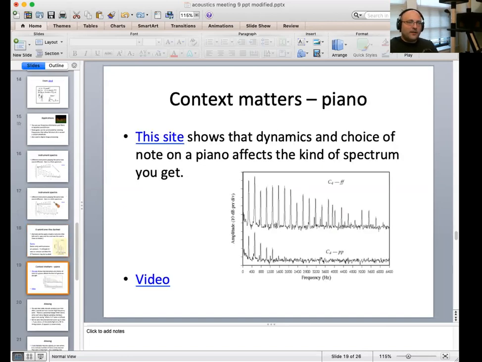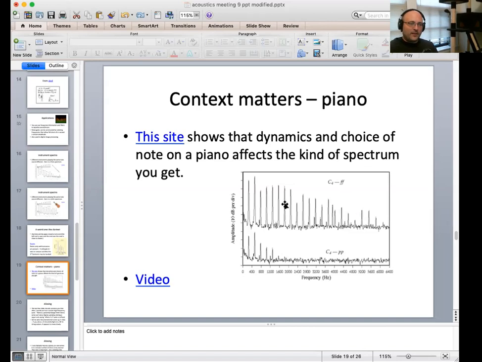I often play a YouTube video, and I was inspired to do this a few years ago. A student asked me, "What's a piano spectrum like?" And the answer is, it so depends. It's nuts how the frequency spectrum changes. It depends on what note you play, where on the keyboard it is, and your dynamics.